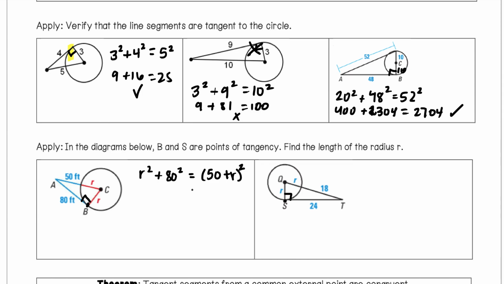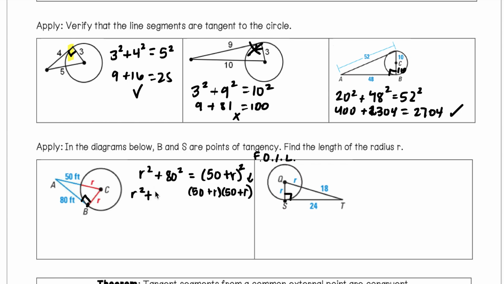This is something we haven't seen in a while, where when we are squaring an expression like this, we need to remember that we're really taking 50 plus r times 50 plus r like this. We can't just say 2500 plus r squared. We need to use the FOIL method, if you recall that from algebra. Remember, FOIL means first, outside, inside, last, and we need to make sure we're doing all of those steps to ensure we don't miss anything in our problem.